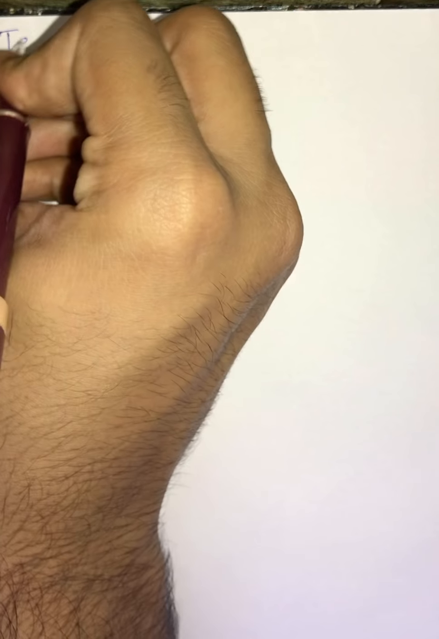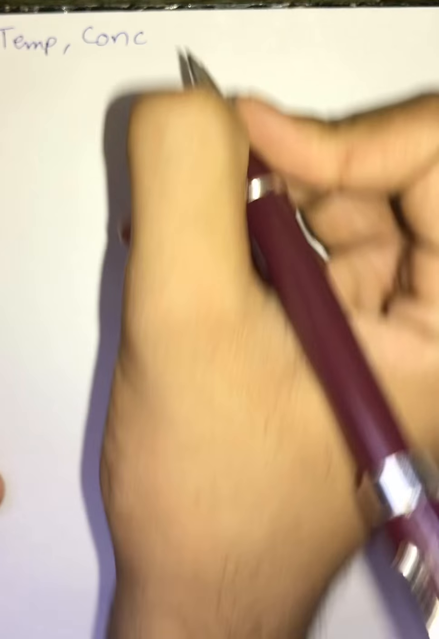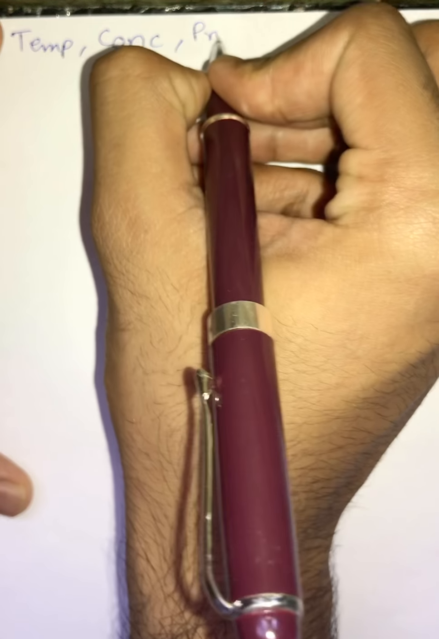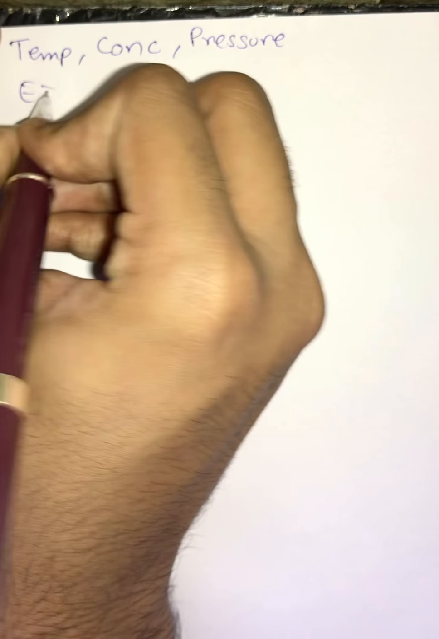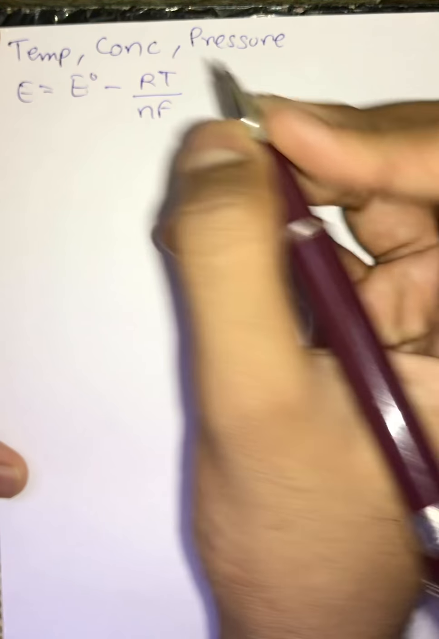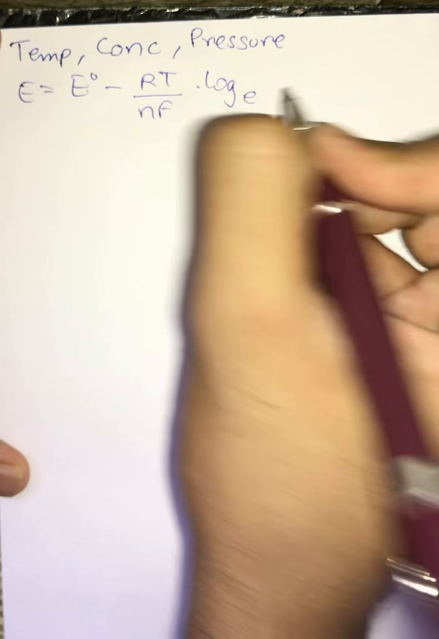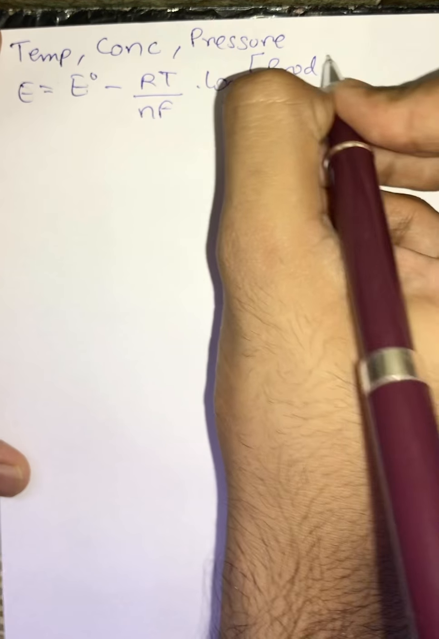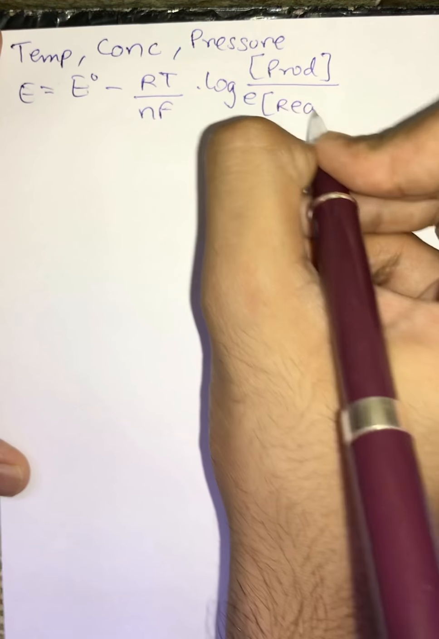So Nernst told us that cell potential and electrode potential depend on three factors, that is temperature, concentration of the solute, that is the electrolytic solution, and pressure of the gas. On the basis of this he gave us an equation which is E equals E naught minus RT upon NF into log to the base e of products upon reactants. Don't worry, I will explain each term individually.